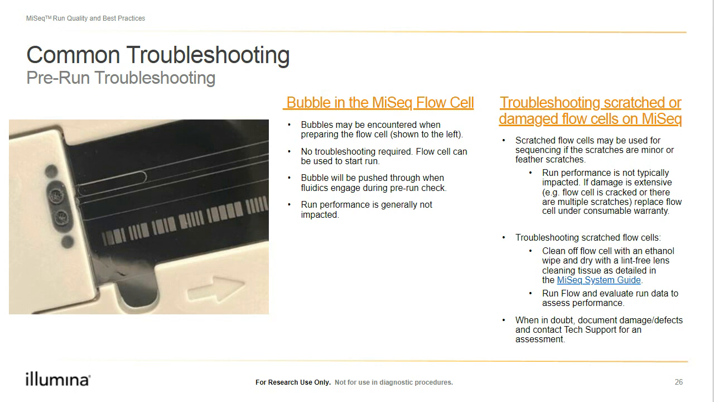Generally with scratched flow cells though, we advise to start troubleshooting by cleaning off the flow cell with ethanol and then drying with a lint-free lens cleaning tissue as detailed in the MiSeq System guide. Please be careful to not introduce ethanol to those gasket ports there on the left side of the flow cell, as we don't really want ethanol to get inside the flow cell. We can then run the flow cell, and if everything is passing flow check, we can complete the run and evaluate our run performance to assess that everything went as expected. When in doubt, document your damaged or defective flow cell and contact tech support for an assessment.